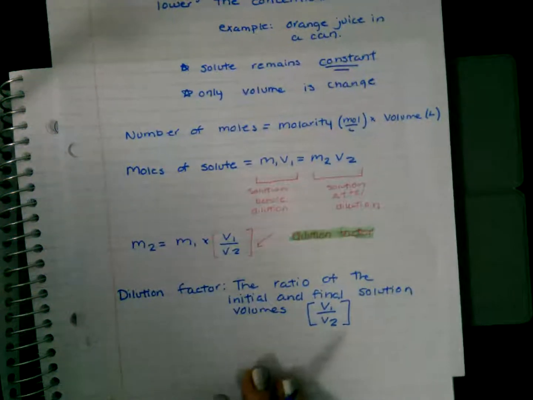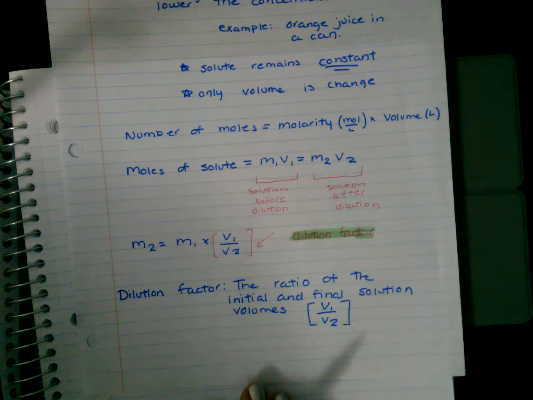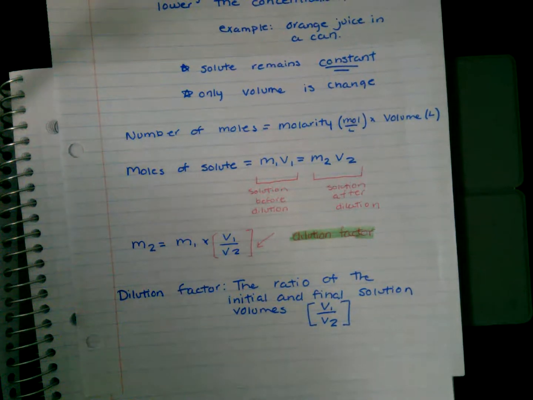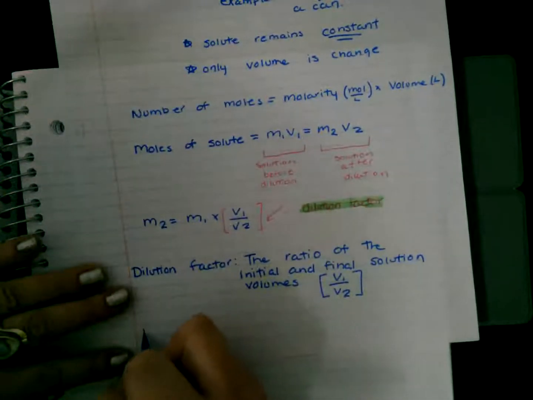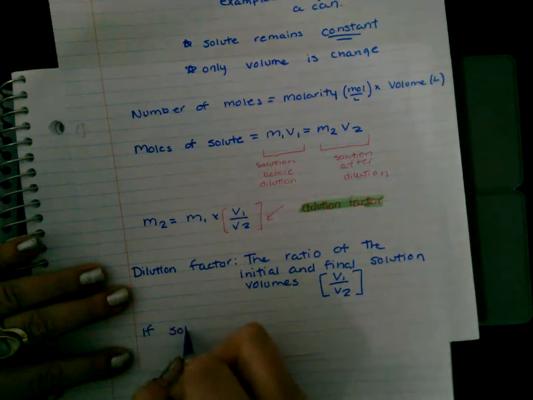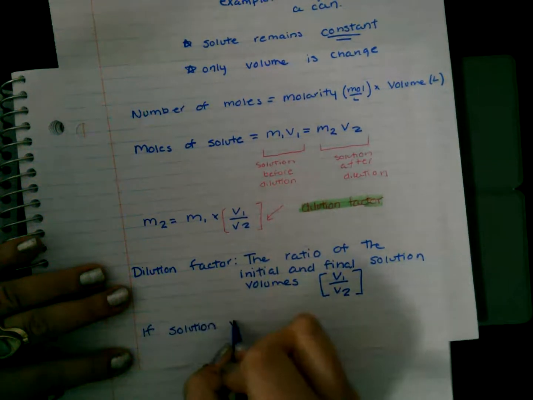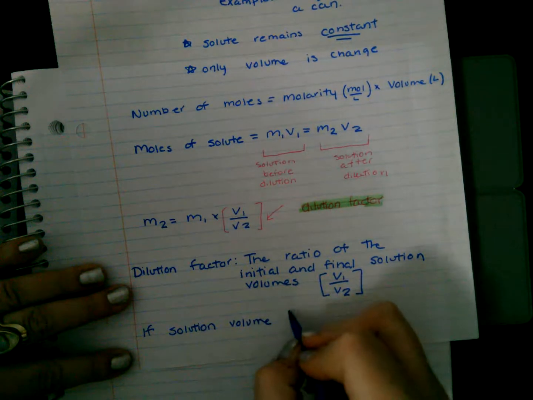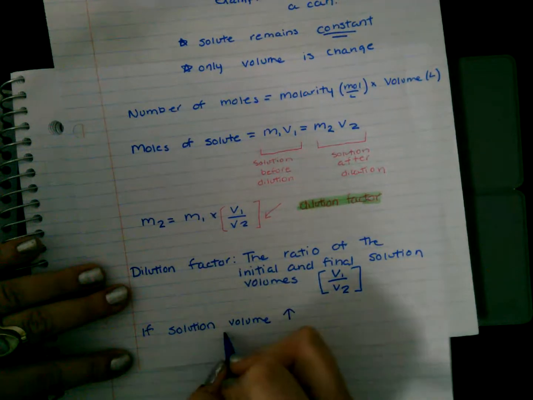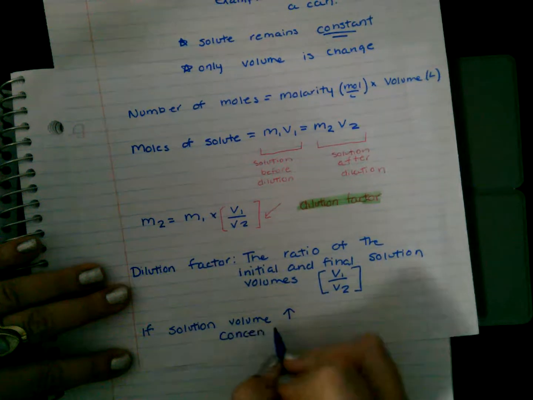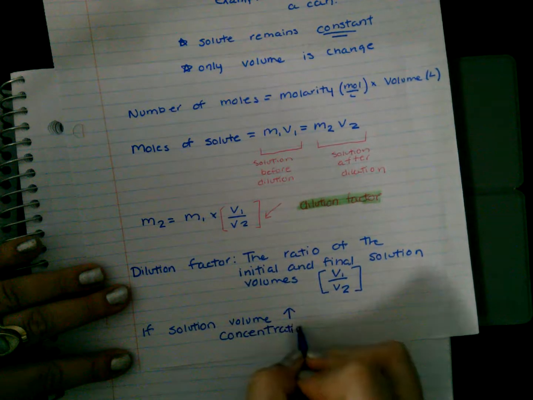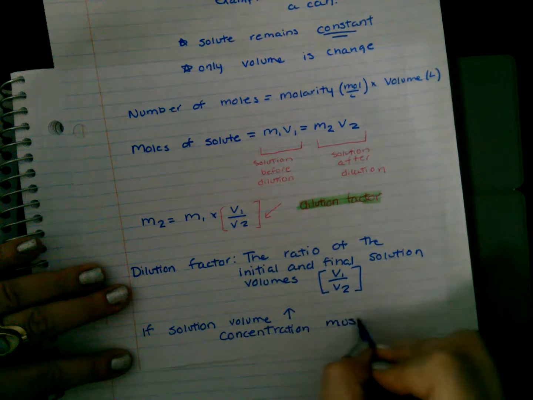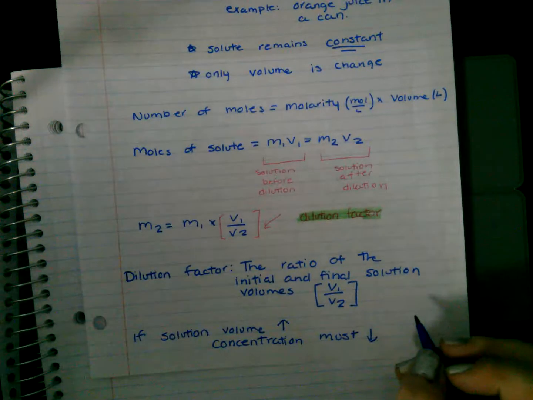So if, for example, the solution volume increases by a factor of 5 from 10 milliliters to 15 milliliters, then the concentration must decrease. So if solution volume increases, that means that concentration must decrease.